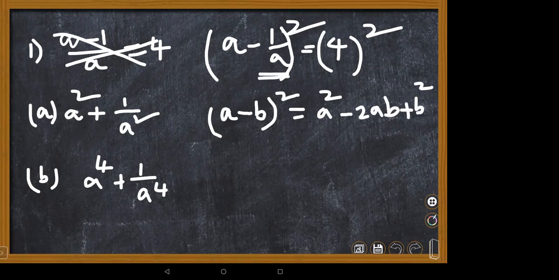That's all, children. Same thing. A square minus 2 into a, a means a only, b means 1 by a.